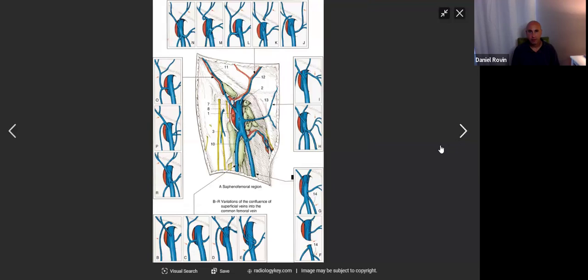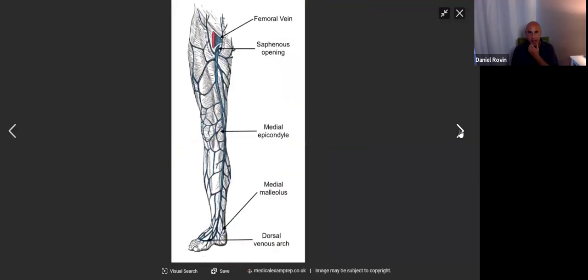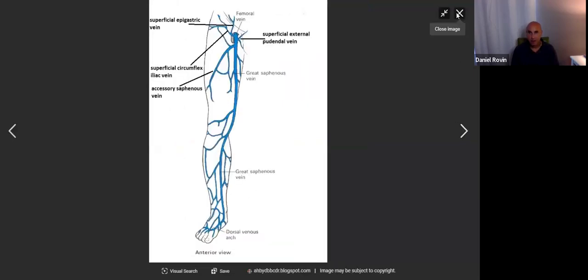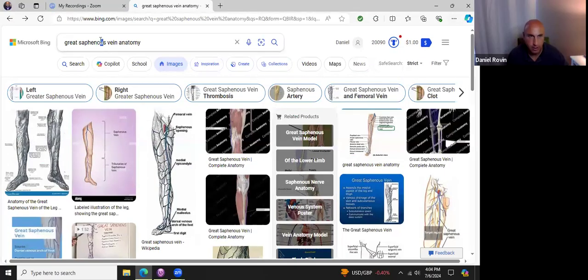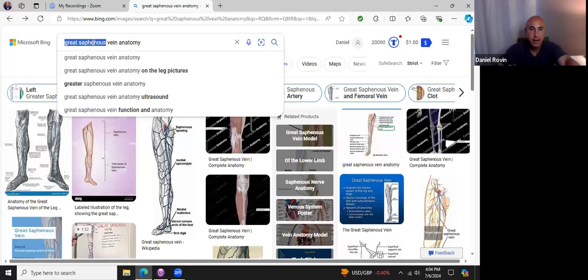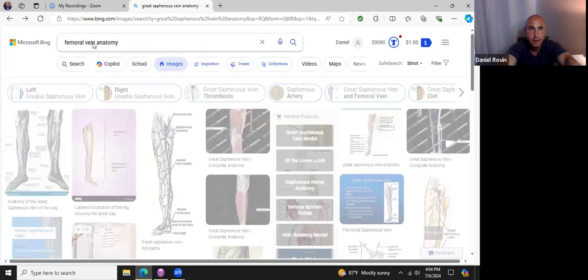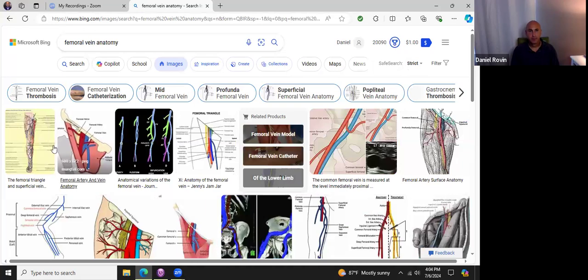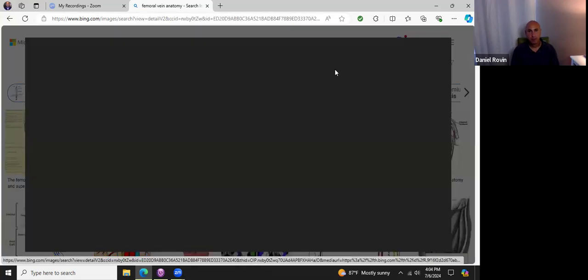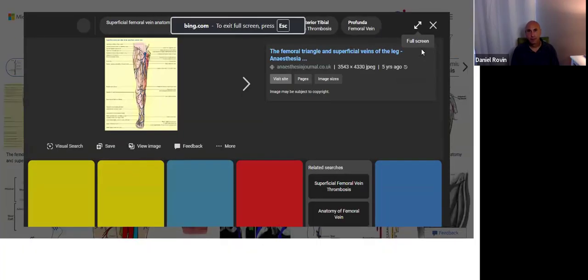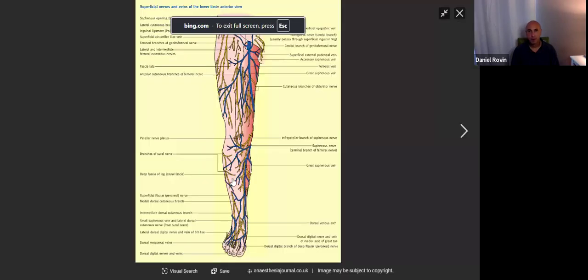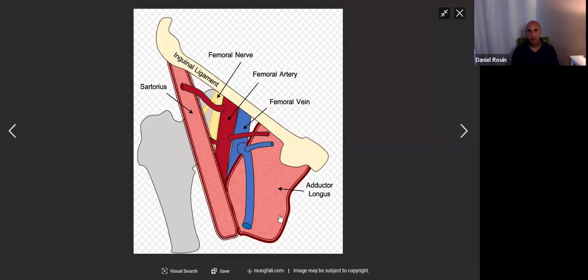Here are variations of the venous return. But again, eventually, the great saphenous gives way to the femoral vein. And when we look in the thigh, we see superficial branches, we see deep components. There's your femoral vein. There's the saphenous coming into it. Great saphenous coming into the femoral vein.